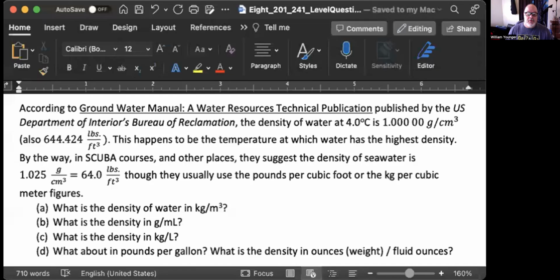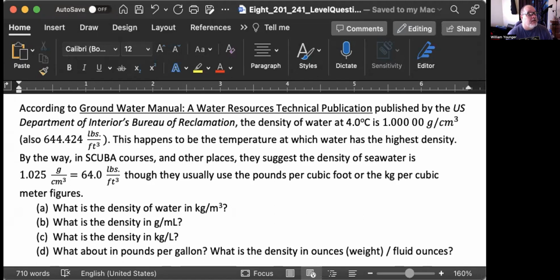So here's the problem. It says, according to the groundwater manual, a water resources technical publication published by the U.S. Department of Interior's Bureau of Reclamation, the density of water at 4 degrees Celsius is 1.00000 grams per cubic centimeter. I'm just giving a citation of where I got the figure to that many decimal places.